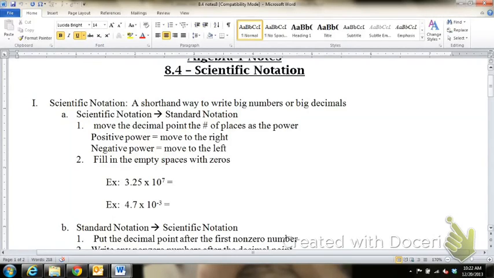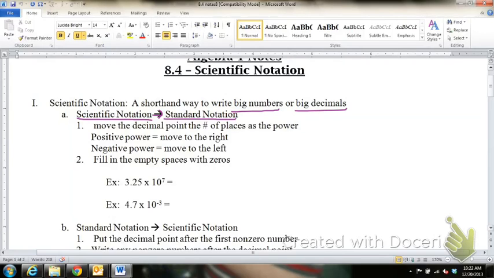All right, in 8.4, we're going to talk about scientific notation. All scientific notation is, is a shorthand way to write really big numbers or really big decimals. So the first way we're going to go is from scientific notation into standard notation. These numbers are already in scientific notation.